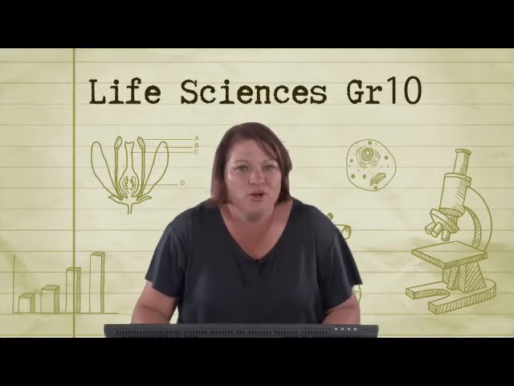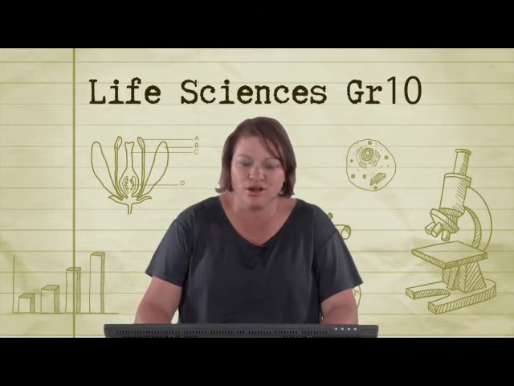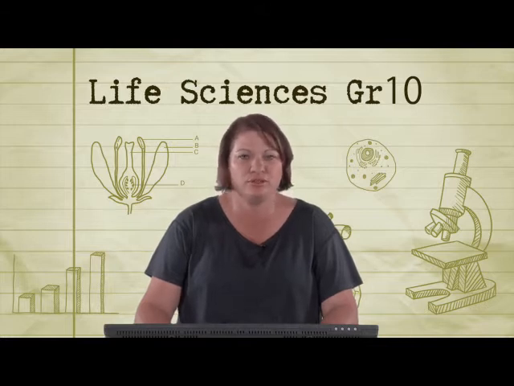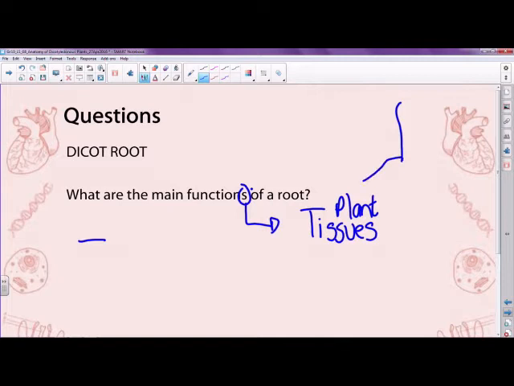Okay guys, I hope you were able to think, that's always a good place to start. When you think of the root, what is the main function that you want it to do? When we think of a root, I think of the roots going down into the ground, and what do I need it to do? I need it to do two things. Number one, I want it to anchor the plant. And what do I mean by that?